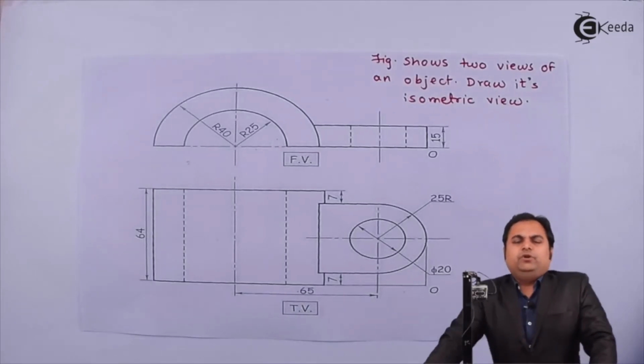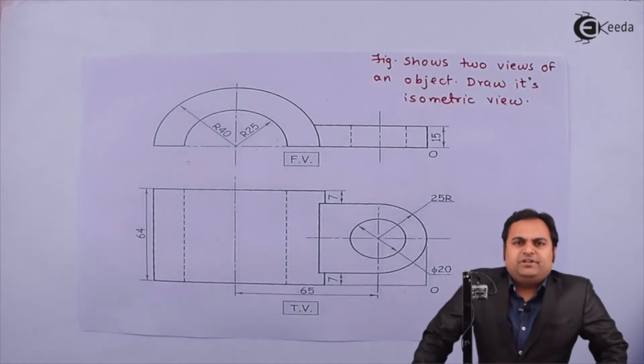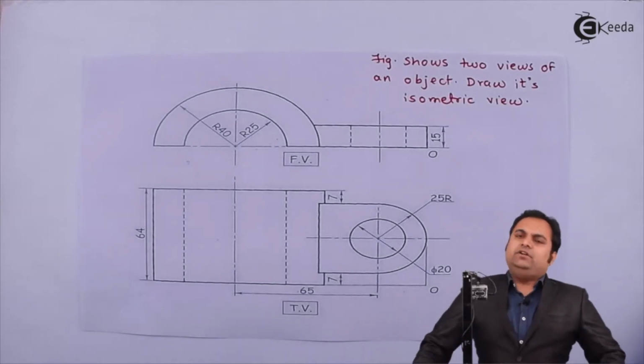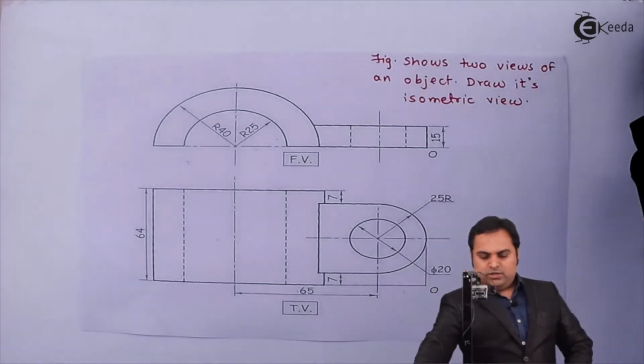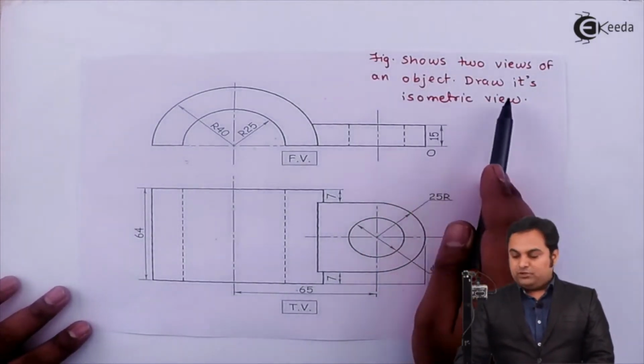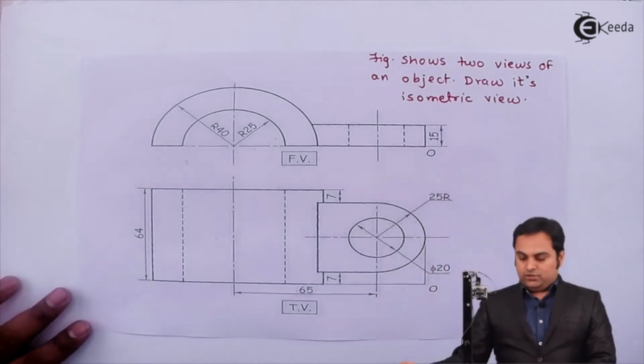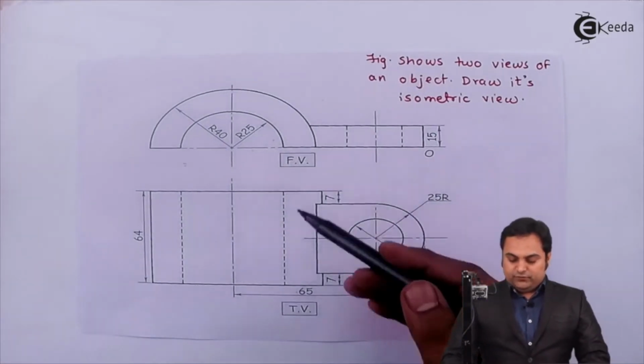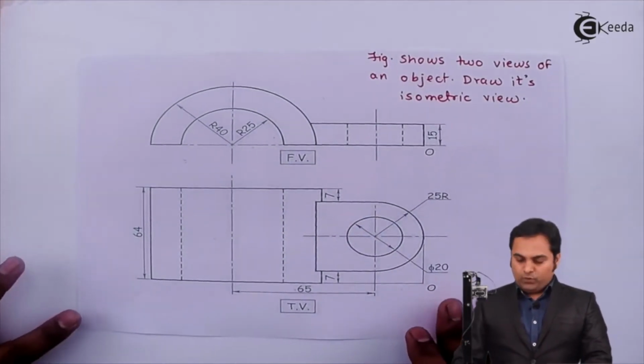In this video we are going to see the problem on isometric projections, and for that here we have a question. It is given that the figure shows two views of an object. Draw its isometric view. So here if we see, the front view and top view are given.